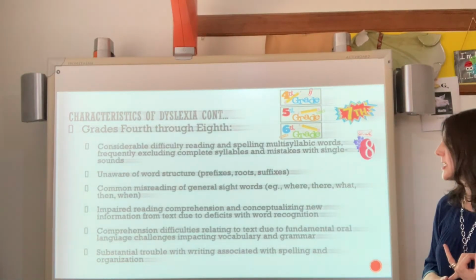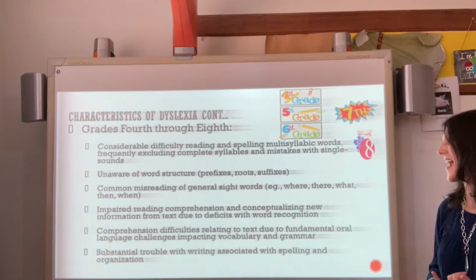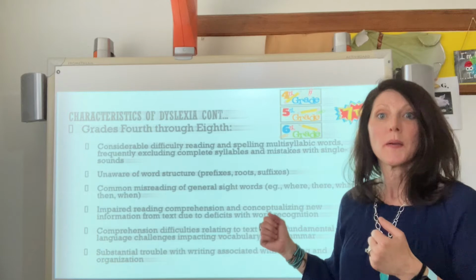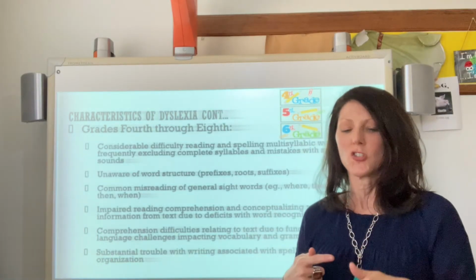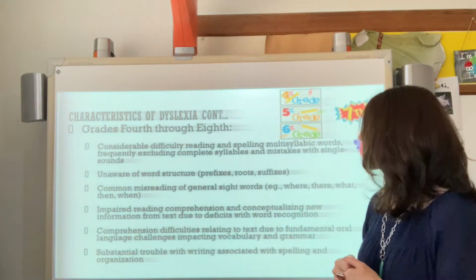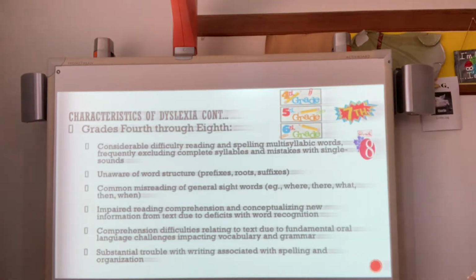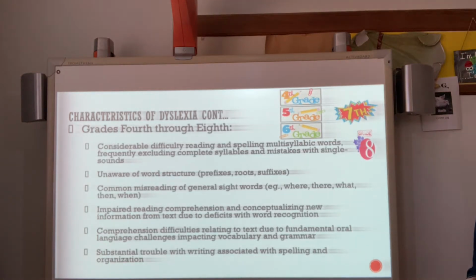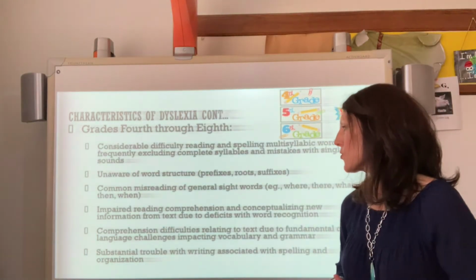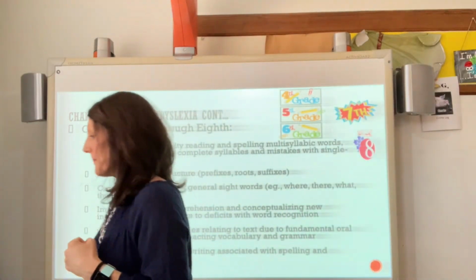Impaired reading comprehension and conceptualizing new information from text due to deficits with word recognition. And this is where their learning becomes more impaired, because you have to use prior knowledge to connect with new knowledge to create learning. Comprehension difficulties relating to text due to fundamental oral language challenges impacting vocabulary and grammar. Substantial trouble with writing associated with spelling and organization. Following that sequential order, getting their thoughts together.